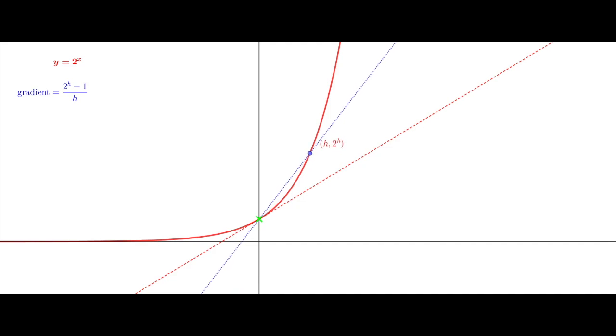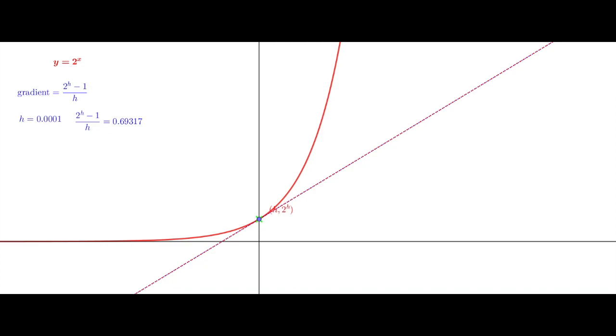And we'll draw a line through 2 points, one of which is the point we're interested in. And we can work out the gradient of that line pretty easily because the y step is 2 to the h minus 1 and the x step is h. And let's see what happens when h gets smaller and smaller. The blue line gets closer and closer to the tangent, until it's very close to the tangent.